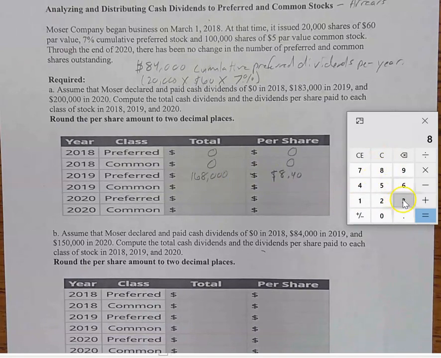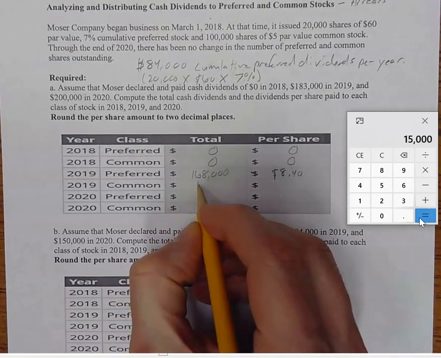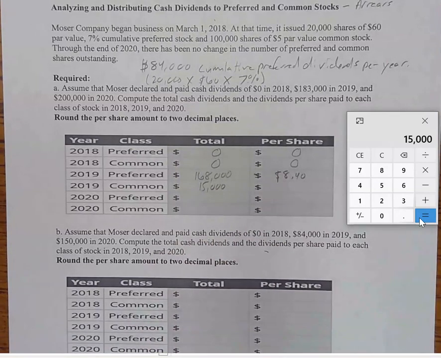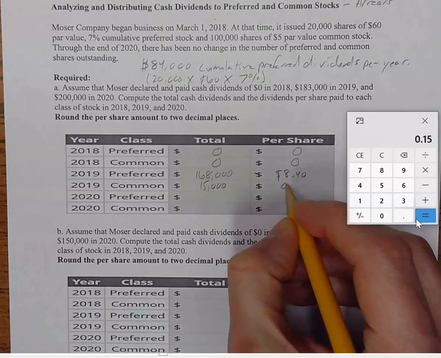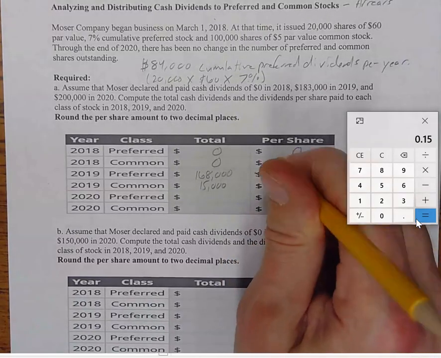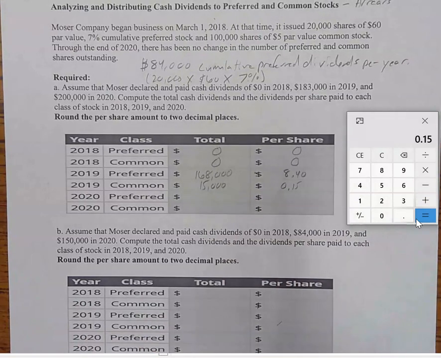Now, common stock just gets what's left over. So they paid out $183,000. Let me go back. I may have missed that 183. Okay, minus $168,000 equals $15,000. So that's how much common stock got in dividends, $15,000. And then we can find the number of shares that were issued divided by 100,000 gives us 15 cents, 0.15, and they've already got the dollar sign there, so I'm going to erase that 1. Okay, and then, so get rid of this 15 cents.